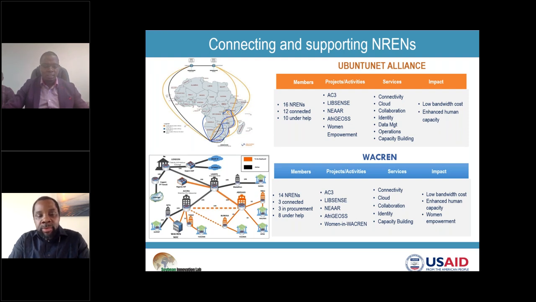So WACREN is the Western Central African region. We have 14 NRENs, three connected. We're effectively not just providing connectivity, but also catering for deployment for scholarly communication and research infrastructure in general. We provide identity federations to support this and open access repositories for the content.